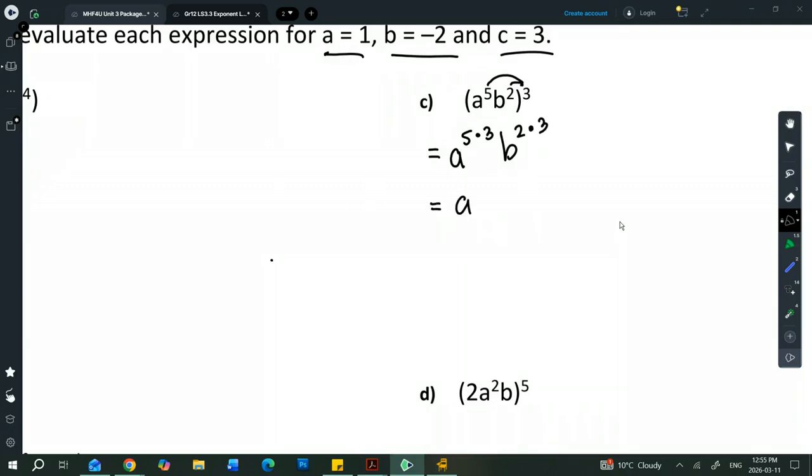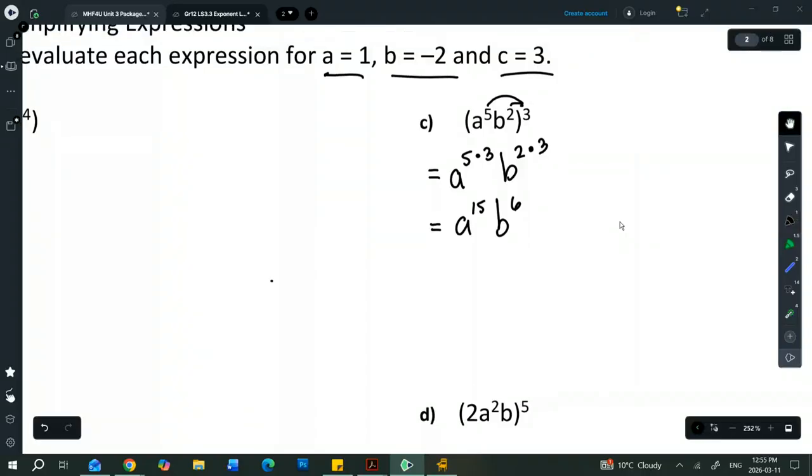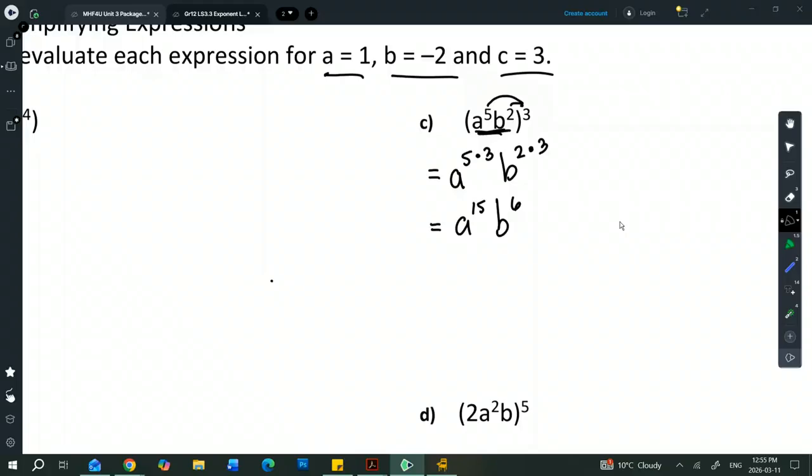Okay, so we'll get A to the 15 and B to the 6. These are multiplying the A and B, but we don't gather those together, right? Because they have different bases. So we're just looking at how we can simplify the A and the B to this power of 3.